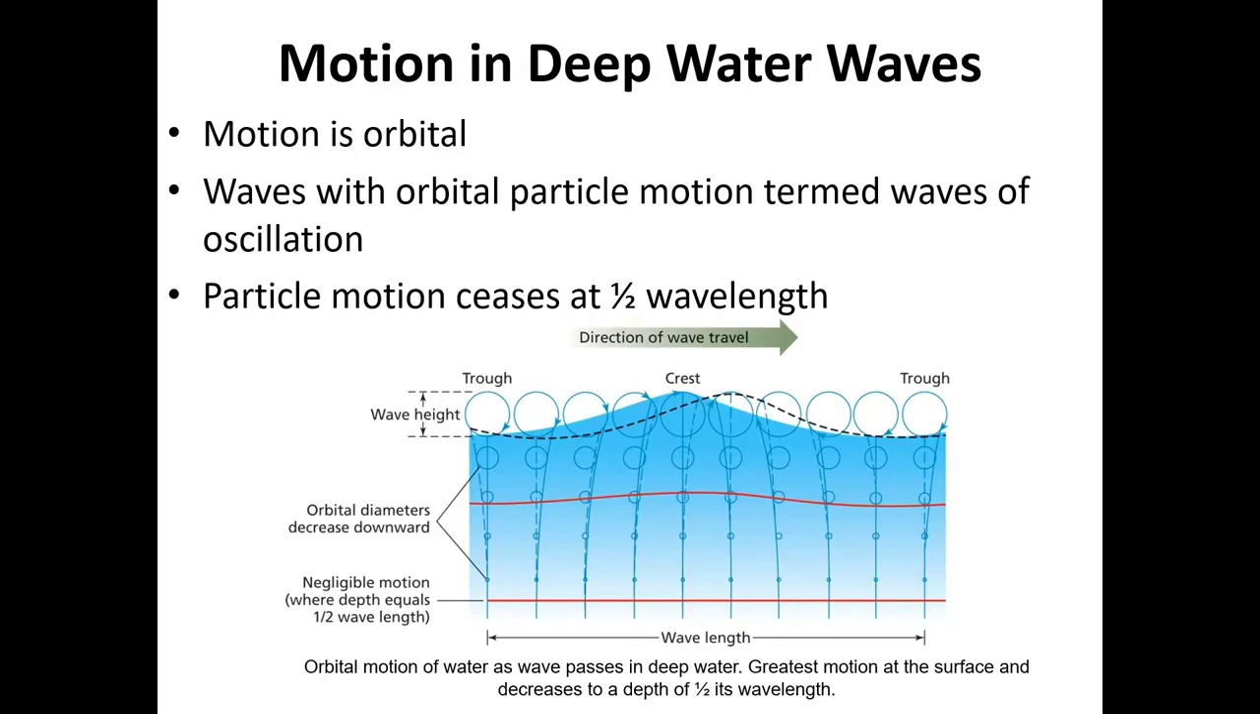So these circular patterns that you have in the water become less and less significant as you get further down. And generally speaking, the motion is negligible when you get about half the length of the wavelength down below the water. So if a wavelength is maybe 10 feet from one peak to another, below 5 feet, there's very little motion in the water and it's fairly stationary.